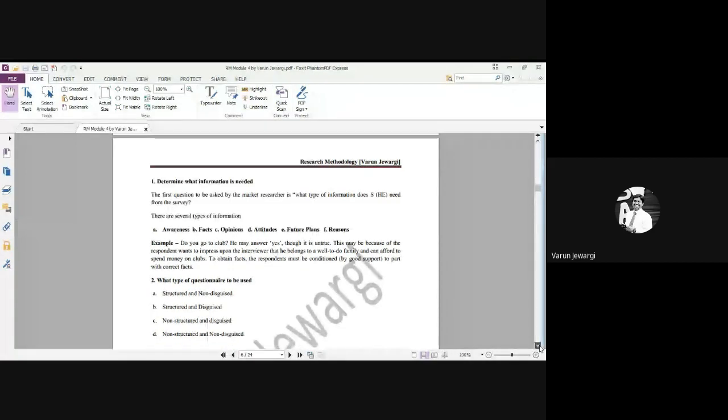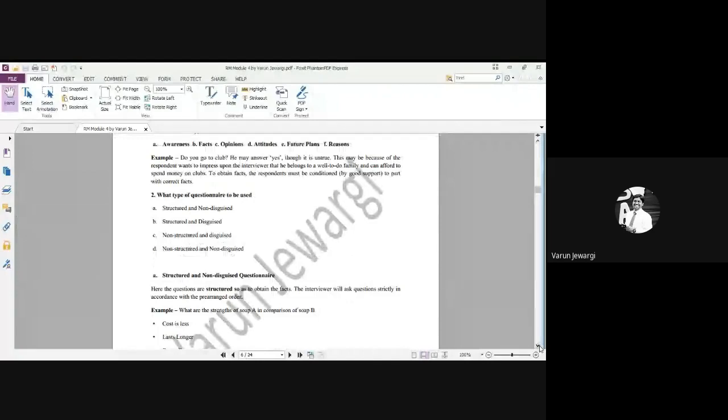There are different types of questionnaire to be used. One is structured and non-disguised, structured and disguised, non-structured and disguised, and non-structured and non-disguised. Let's understand them one by one. A 3 marks question, any one of these might arise in the paper, and sometimes the types of questionnaire could be a 7 marks question in your paper.